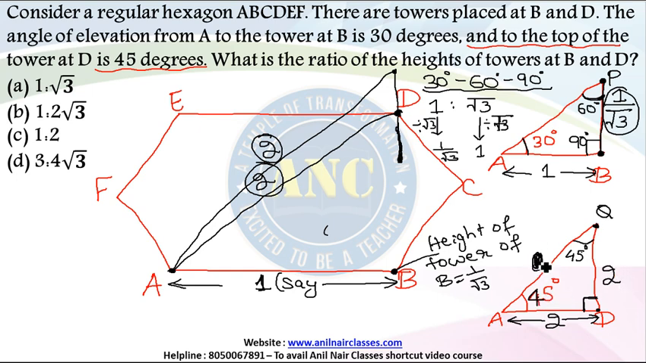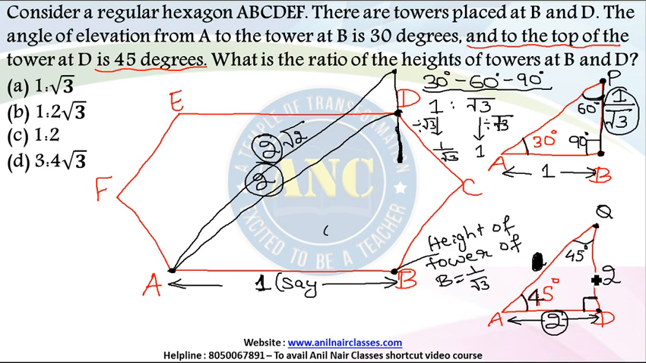So the AQ value, you can assume a right angle triangle: root of 2 square plus 2 square is root of 8, and root of 8 is nothing but 2 root 2. This value will become 2 root 2. Anyway, that value is not needed. That means, opposite to 45, if this value is 2, opposite to this 45 also it is 2.